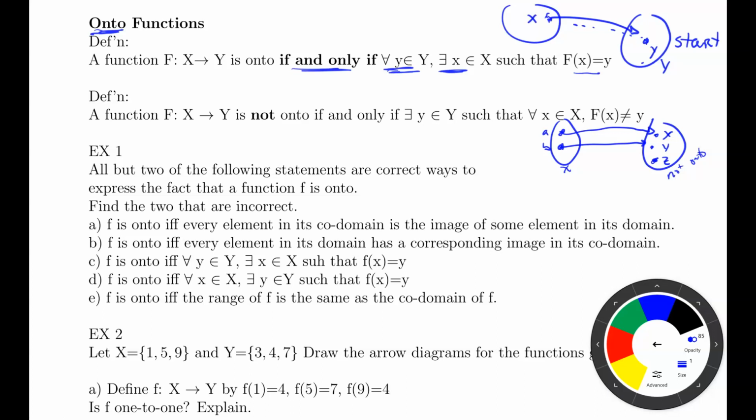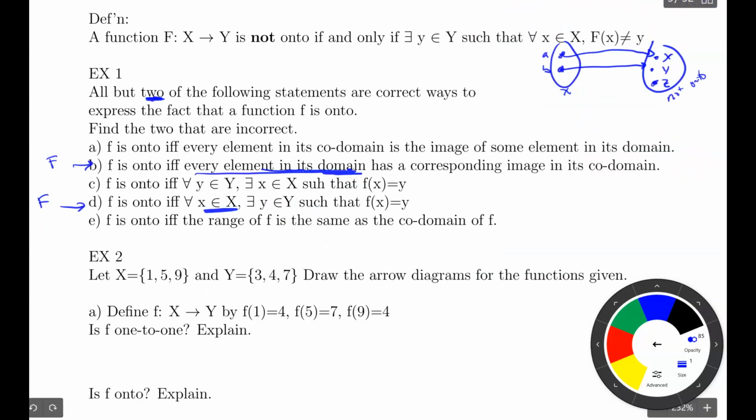Okay, so all but 2 of these are correct. All but 2. So find the 2 false ones. I want you to turn it off for a second and think. This one starts in the domain. That's false. This one starts in the domain. That's false, right? So you can't do those 2.